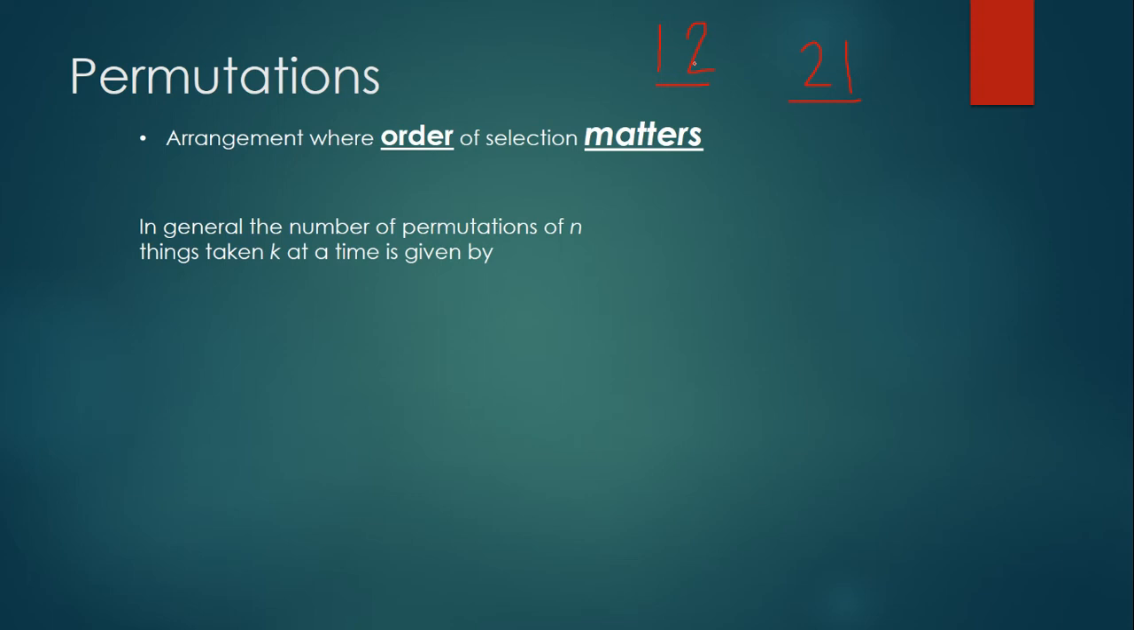Okay, so in general, the number of permutations of n things taken k at a time is given by the formula nPk equals n factorial over (n minus k) factorial. So if we look at this, it says number of permutations, n taken k at a time. This n is the total, and the k is how many we are choosing.